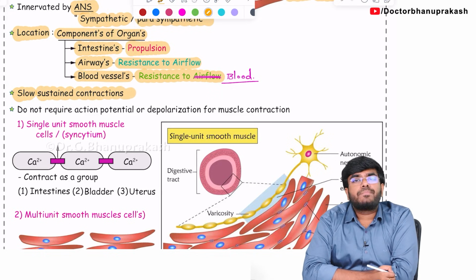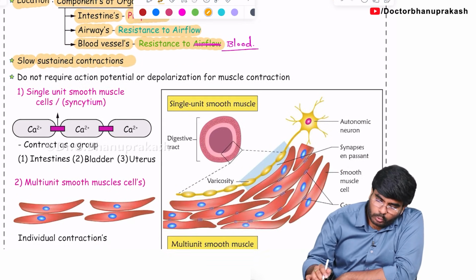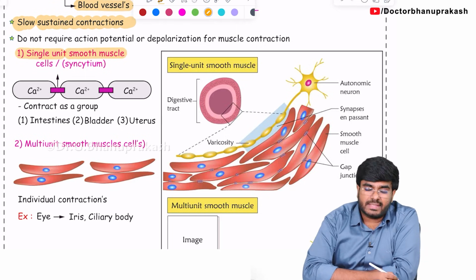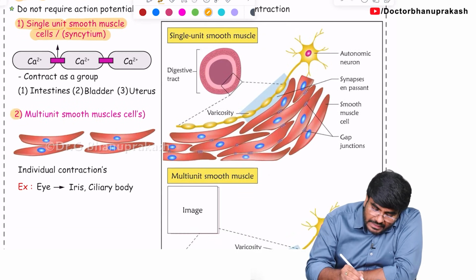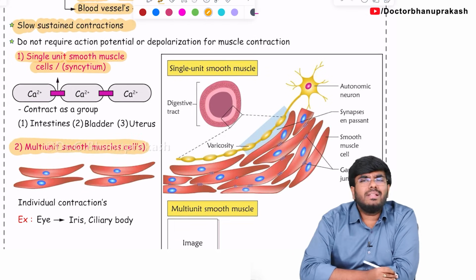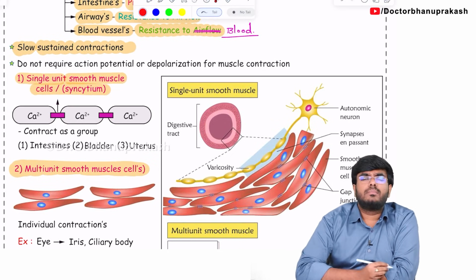My dear students, the smooth muscles are mainly of two types. What are the two types of smooth muscles? The two types are single unit smooth muscle, also called a syncytium, or multi-unit smooth muscle. What is the difference between these single unit and multi-unit types of smooth muscles? See, there are smooth muscles.